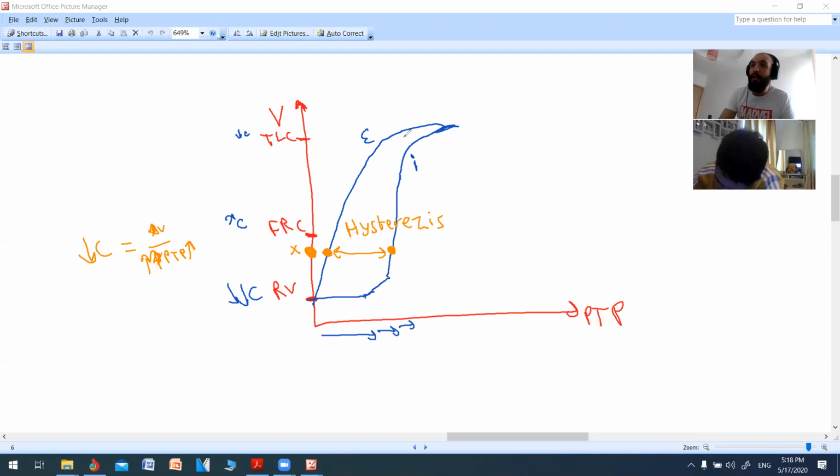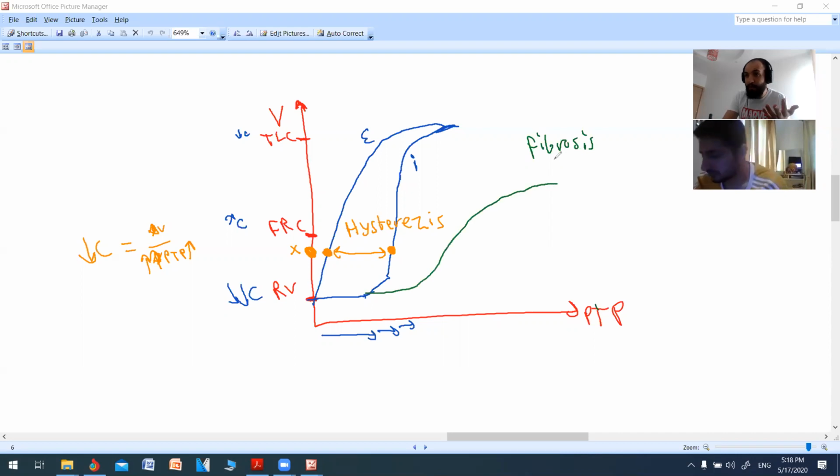Now if someone has fibrosis, fibrosis means it has more rigid fibers. So it's more difficult to open. So which curve will modify, the inspiration or expiration? The inspiration. We will need more PTP to expand it. This is during fibrosis. So the compliance is lower. So the difference between inspiration and expiration will become higher. So the hysteresis is higher. You understand? So anything that decreases the compliance, what will happen to the hysteresis?